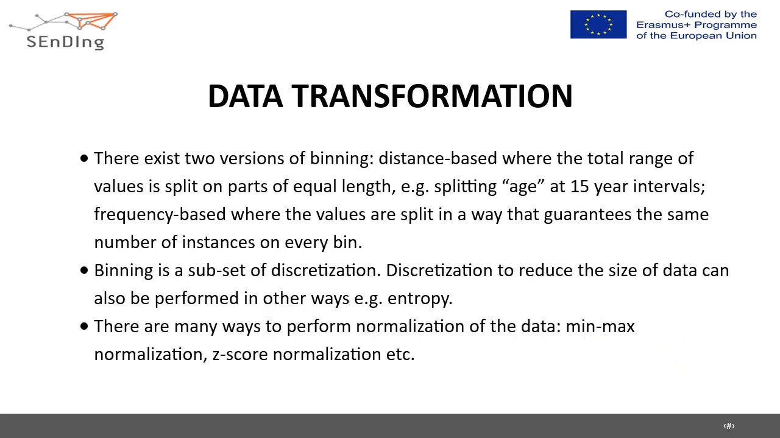There exist two versions of binning: distance-based, where the total range of values is split into parts of equal length, e.g. splitting age at 15-year intervals; frequency-based, where the values are split in a way that guarantees the same number of instances in every bin. Binning is a subset of discretization. Discretization to reduce the size of data can also be performed in other ways, e.g. entropy. There are many ways to perform normalization of the data: min-max normalization, z-score normalization, etc.